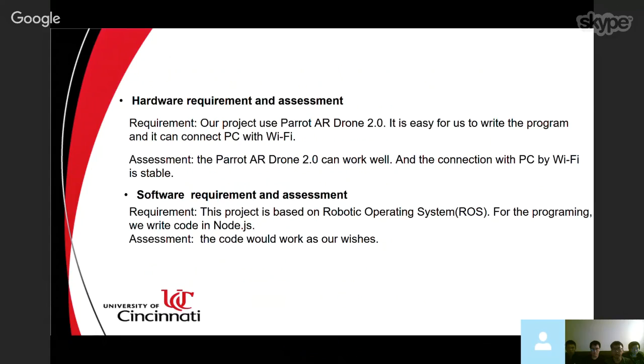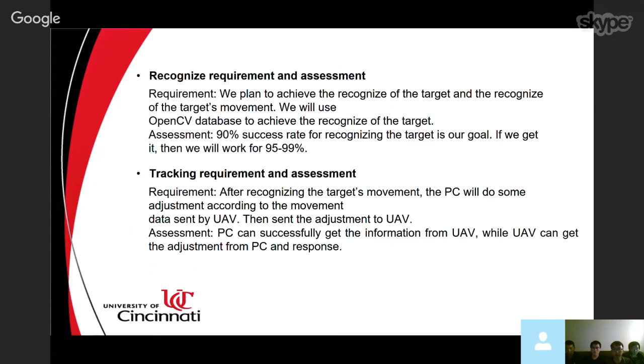Next is software requirement. This project is based on the Robot Operating System. For the programming, we write code in Node.js. For the assessment, the code will work as we designed. The third one is recognition requirement. We plan to achieve recognition of the target and recognition of the target's movement. We will use the OpenCV library to achieve the recognition of the target.